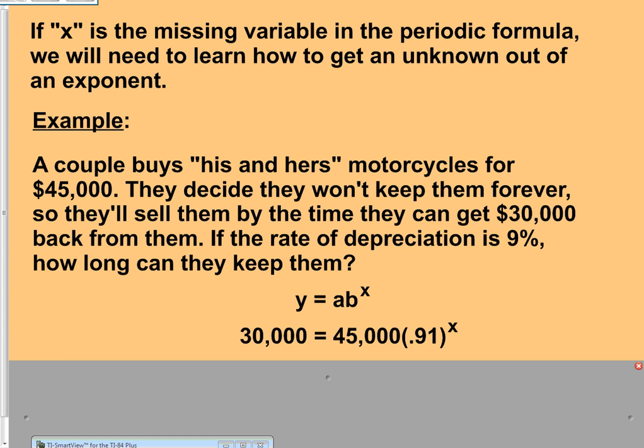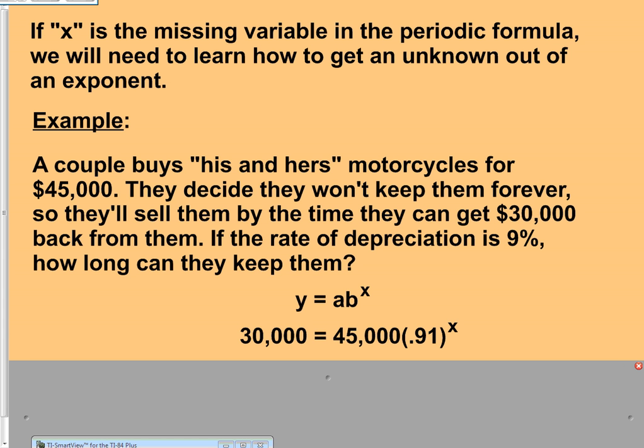And remember that in the periodic formula, that base number is based upon 1, with 1 being the absolute, or the fact that the value will not change. So it should be higher numbers than 1 when we are gaining money, and lower numbers than 1 when we are losing money. And of course, the time is unknown for this problem.